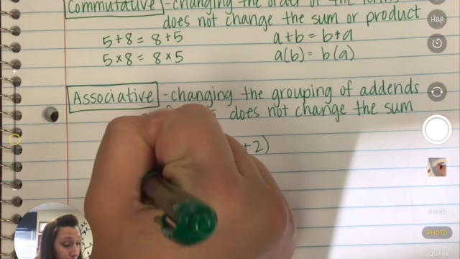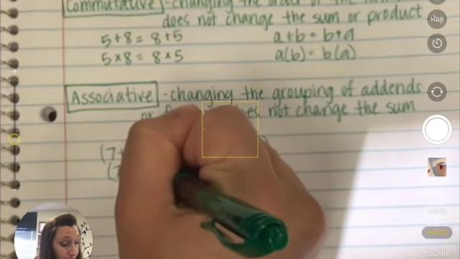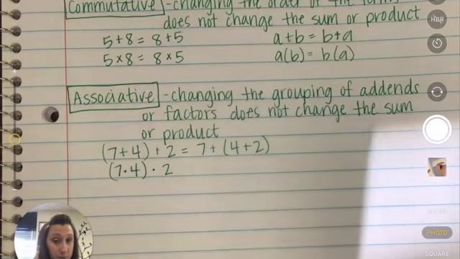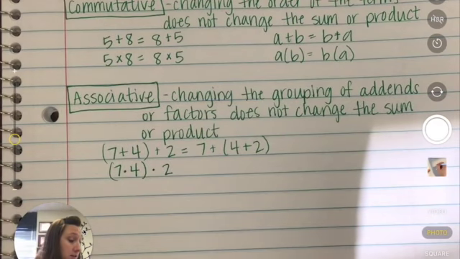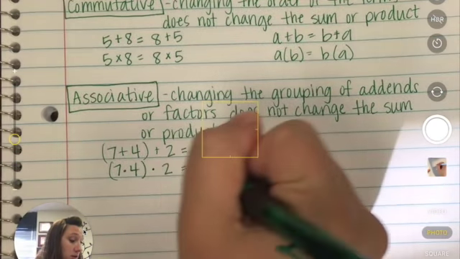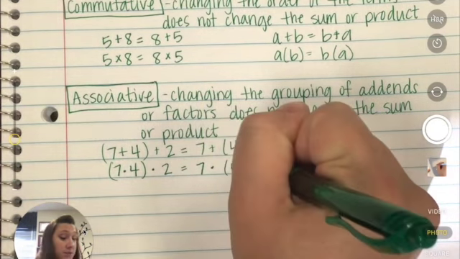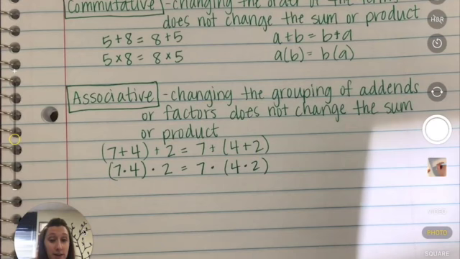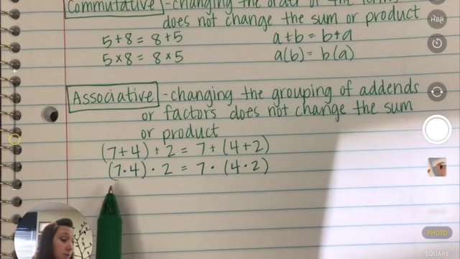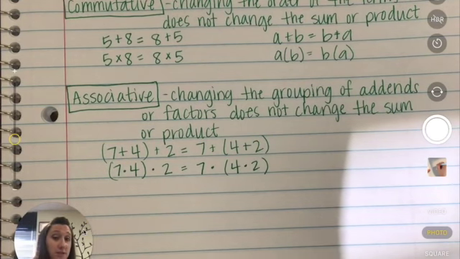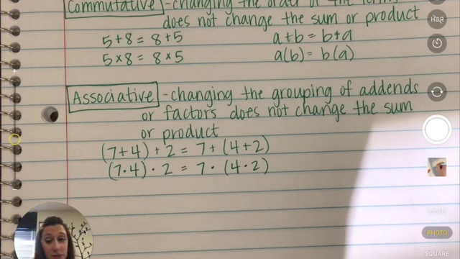I can group together 7 times 4 and then multiply by 2 on the outside, or I can multiply 7 times the grouping of 4 and 2. I'm still going to get the same product in that case. So 7 times 4 is 28, times 2 is 56, or I can multiply 4 times 2 and get 8, and then multiply by 7 and get 56. So again, I have equivalent expressions to get the same product.